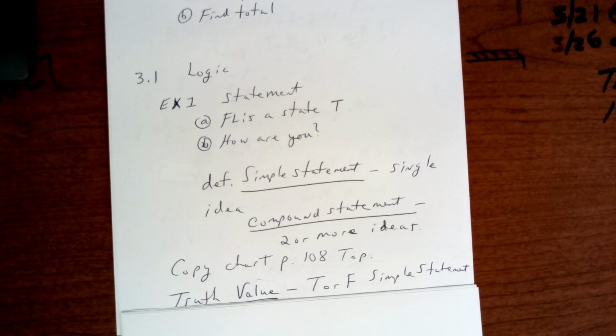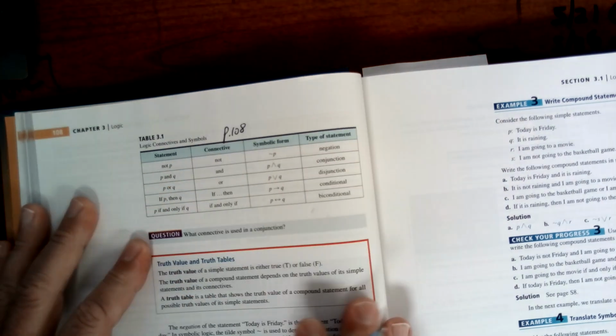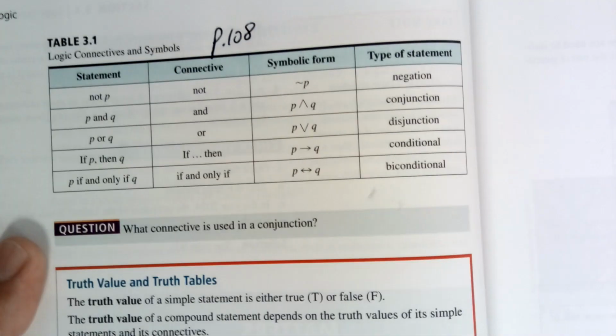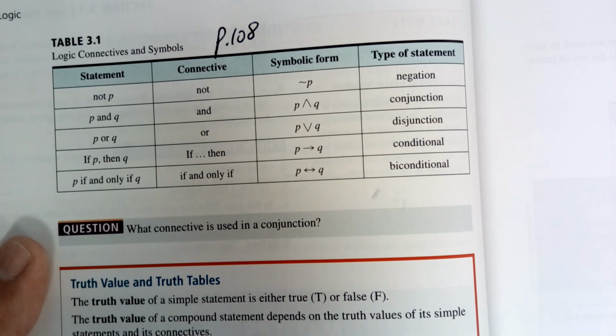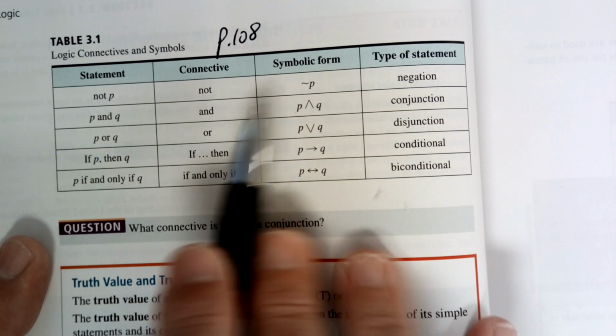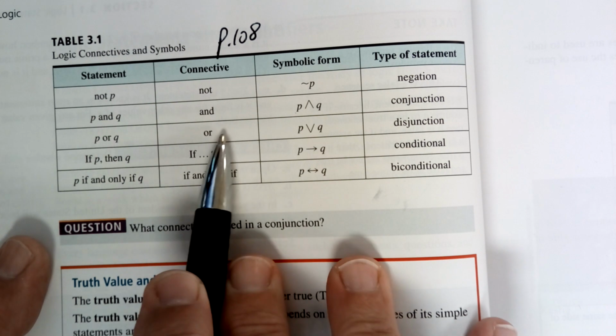All right, there's a chart on page 108. So find a book, open it up to page 108, and copy down this chart right here. Let's talk about this chart. Okay, so these symbols you need to know. Like that squiggly is not. Upside down V is and. A V is or, this or this.